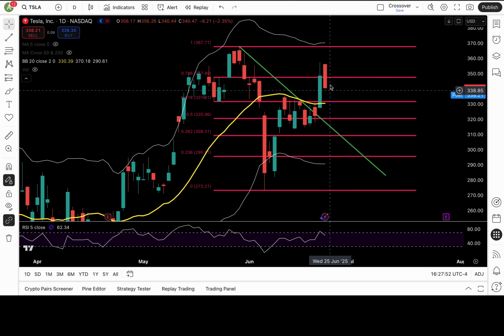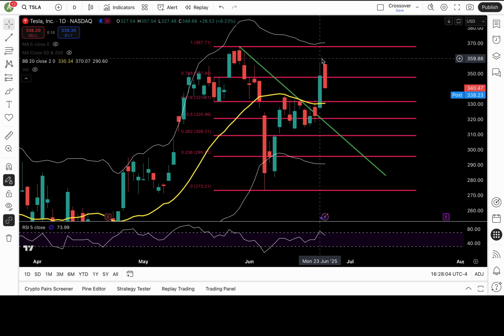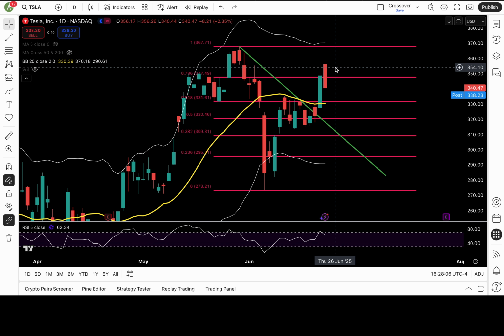If the price action can break out and get closes above it, at least on the 15-minute candle, I would then expect more upside. 346, I have a fib level at 347.5, and we can probably get all the way back up to 358 as my take profit targets.